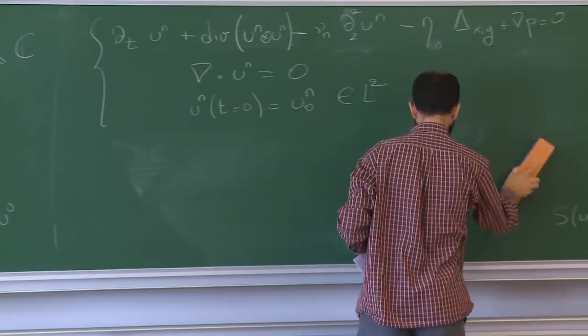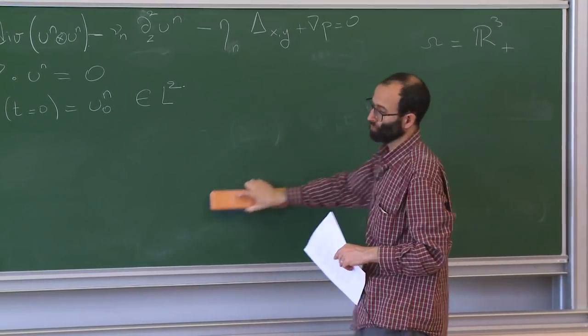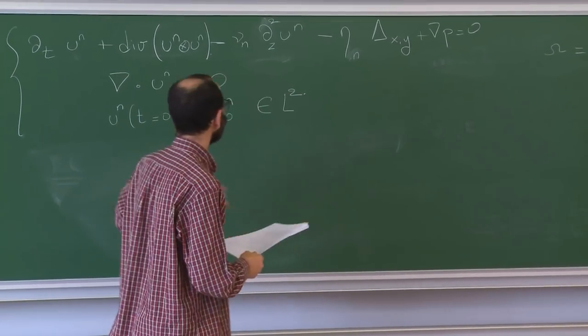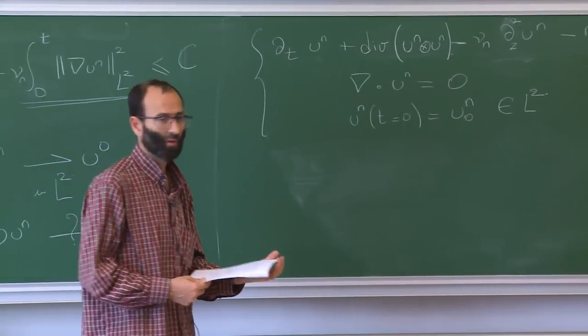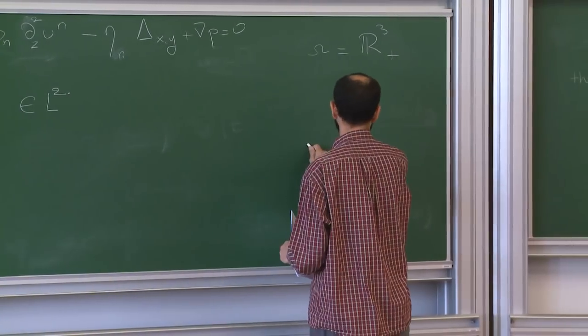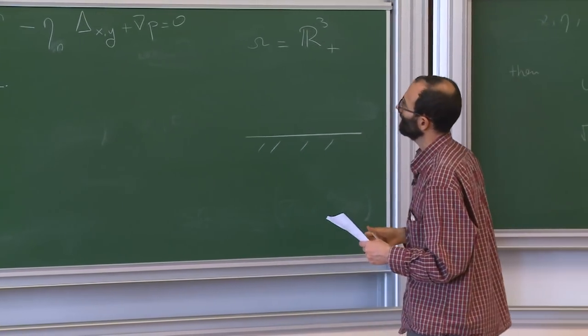Yeah, of course, here I didn't insist on it, but what I'm talking about is with the Dirichlet boundary condition, right? So this is the problem with Dirichlet boundary condition. So I'm looking at the problem in the half space. We are in the half space with the Dirichlet boundary condition.